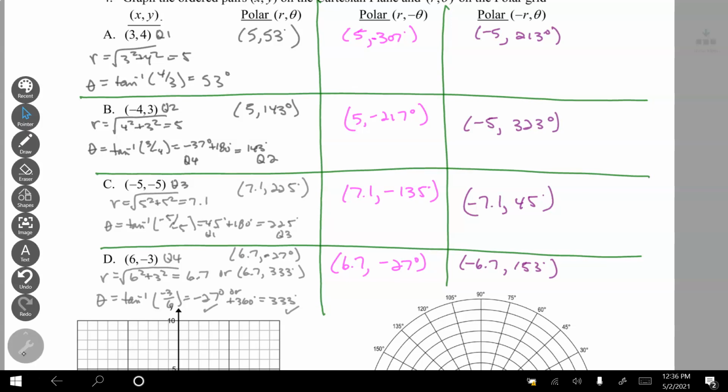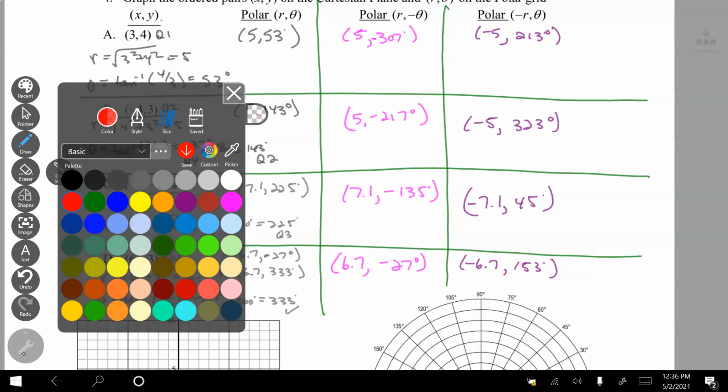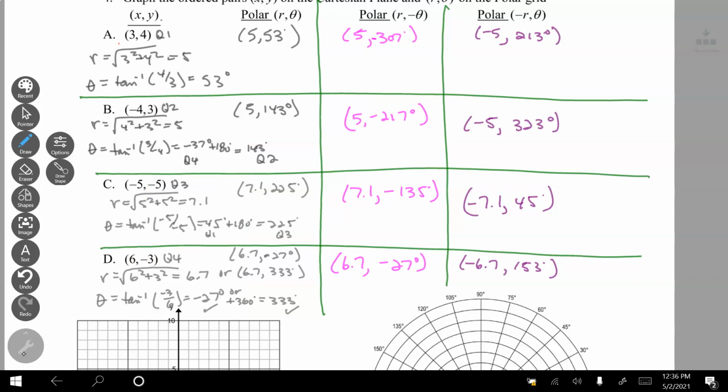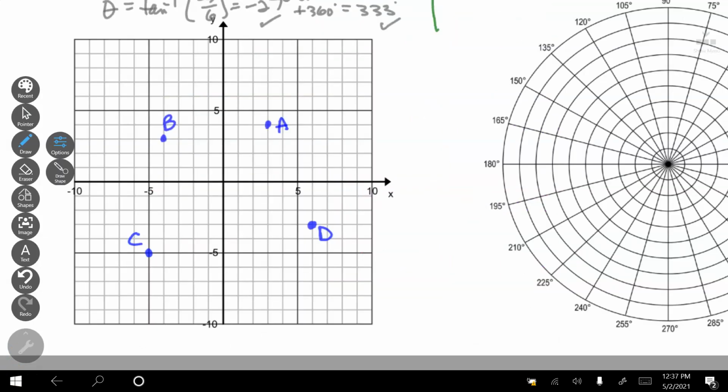Now we're going to plot all these points. I'm going to take all these points, x's and y's, r's and thetas, for all these points, and I'm going to put them on the grid. The Cartesian is going to be really easy to do. So on your paper you can look at them. I'm going to scroll up. So you can see plotting these x and y's is really easy.